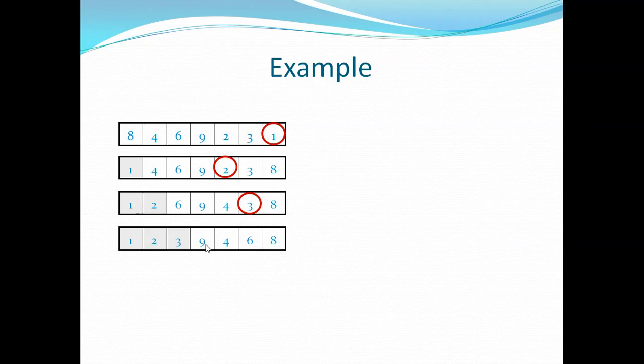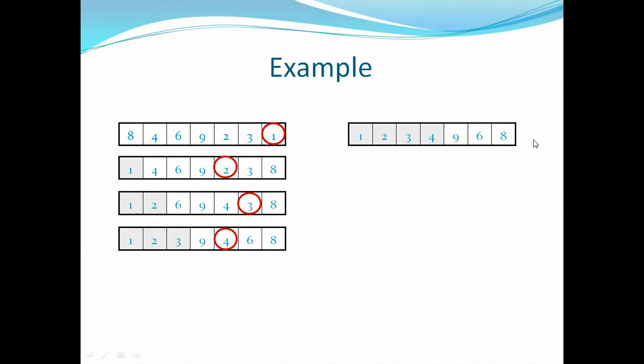In the same way, if we check for the smallest element in these elements, now 4 is the smallest one, and we will swap the position of 4 with the fourth position, that is 9. 9 and 4 will be swapped, and what you will get is 1 2 3 4, and 9 is now in the position of 4. Now what elements are left? That is 9, 6 and 8. Which one is the smallest element? 6. We will swap the position of 6 and 9 and you will get this array.